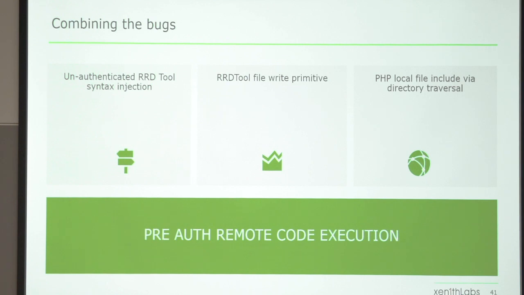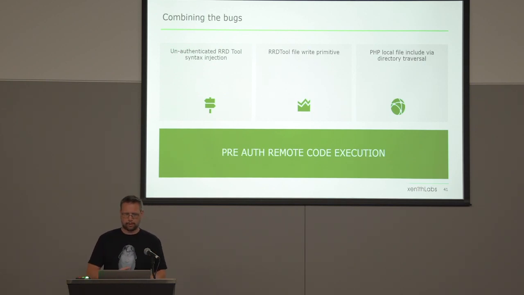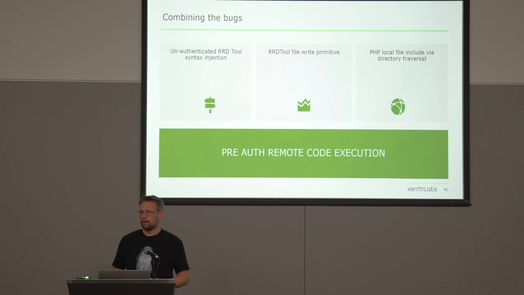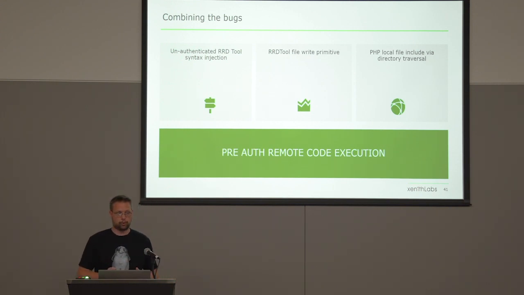So now that we have some primitives, we have a sequence of different bugs that are useful. We can then combine them. So we can take the unauthenticated RRDTool syntax injection, combine that with a file write primitive to write a particularly named file, which we can then leverage in the local file include via directory traversal, which gives us pre-authenticated remote code execution. And it's simply just hitting a URL.